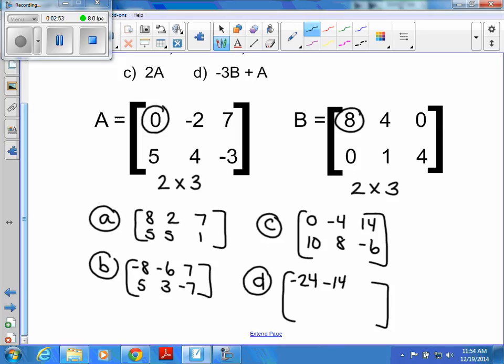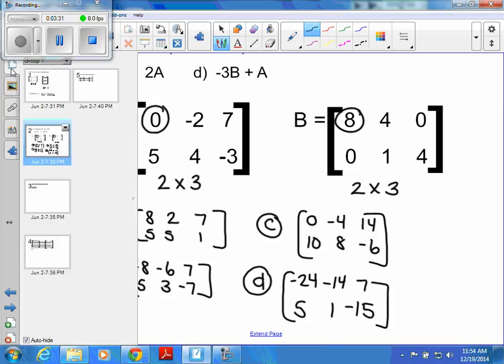0 times a negative 3 is 0. Add 7 to it, it stays 7. 0 again, you get 5. 1 times a negative 3 is a negative 3, and then you add the 4 to it, you get 1. And the last one, a positive 4 times a negative 3 is a negative 12. A negative 12 plus a negative 3 is a negative 15. So that's how you add, subtract, and multiply matrices.